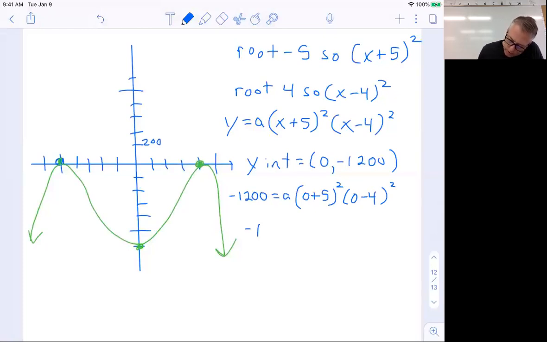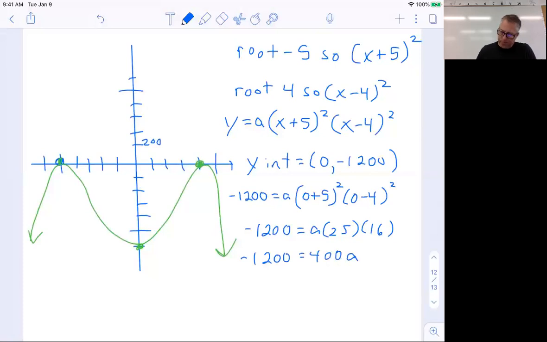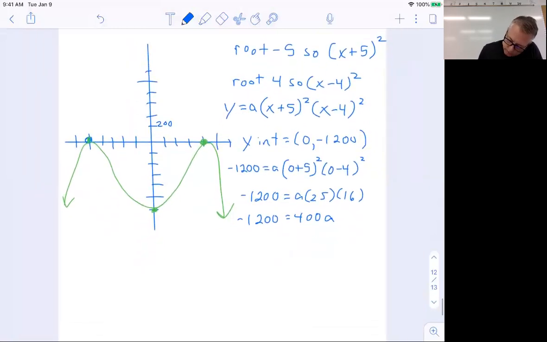All right, so a little arithmetic here. We have -1,200 equals a times, I guess that would be 25, right? 5 squared, and that would be 16. 25 times 16 is 400. So I have -1,200 equals 400a. So a is -1,200 over 400, which is 3, -3, I'm sorry.